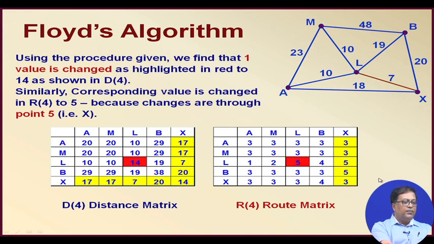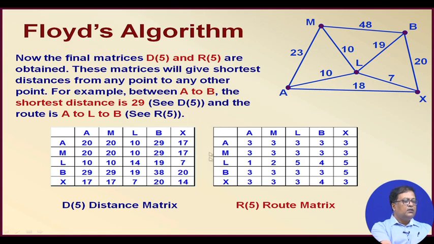So, that now completes our matrix. We have got this D5 and R5, right. Let us look at how to read this particular matrix. Suppose we need the distance from B to L. B to L distance is showing as 19. So, the shortest distance is the direct path, that is 19, and through point number 3. So, B to L, and L is the third point. So, basically it is just through L only, right, that is all.